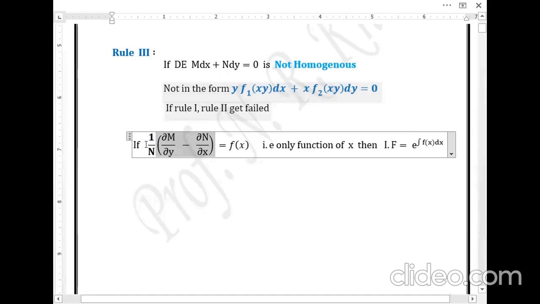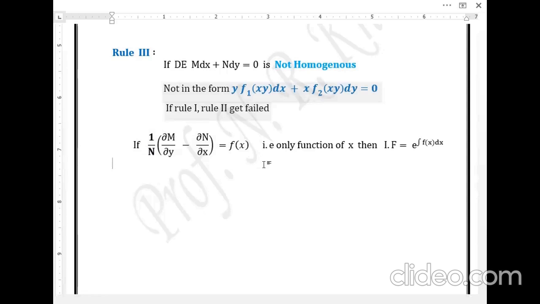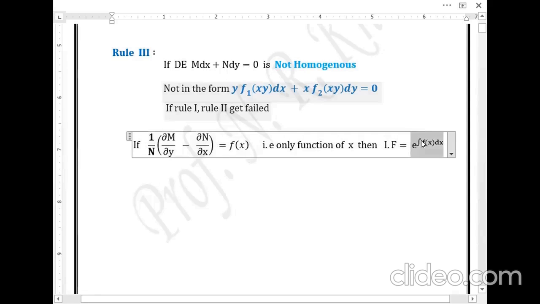If we make these calculations and we get only a function of x as its final answer, then we can find the integrating factor of such a differential equation by finding the integration of f of x with respect to x. Whatever integration is formed, we have to make it as an exponential function index.